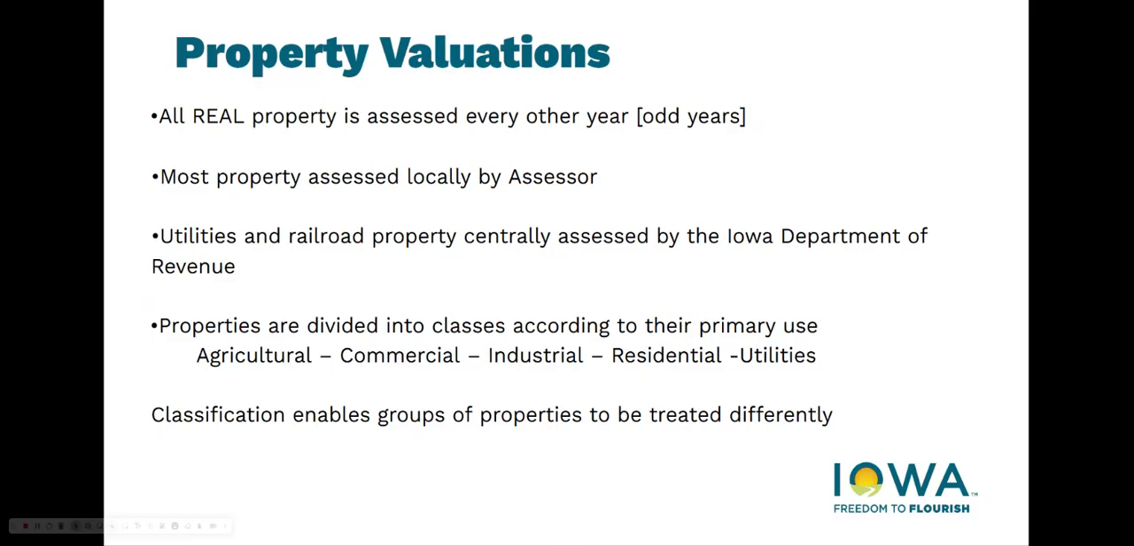Utilities and railroad property are centrally assessed by the Iowa Department of Revenue. Properties themselves are divided into classes according to their primary use, and most of these are pretty straightforward. Agricultural property is put into its own class, commercial is a class, industrial, residential is its own class, pretty straightforward there, and utilities. And this classification of property, defined by its primary use, enables those groups of properties to be treated differently for taxation purposes.